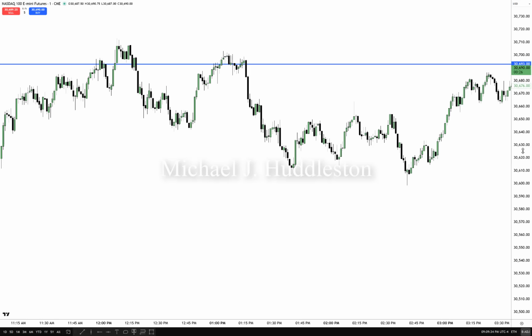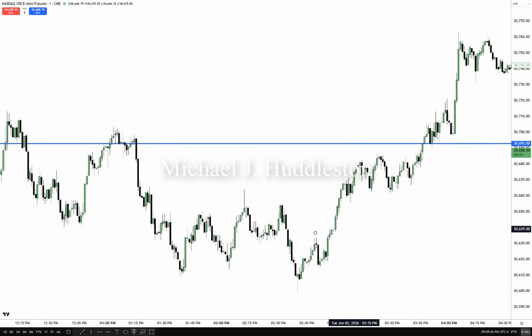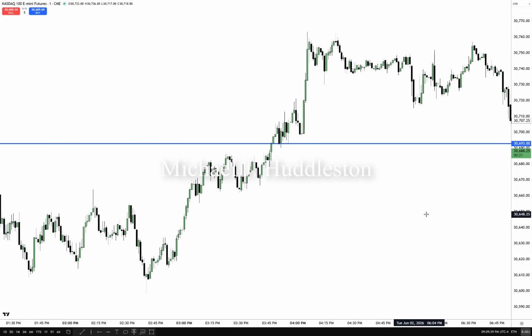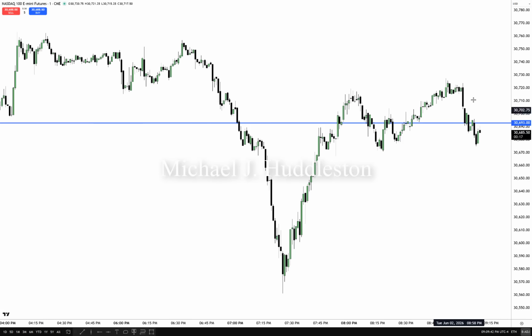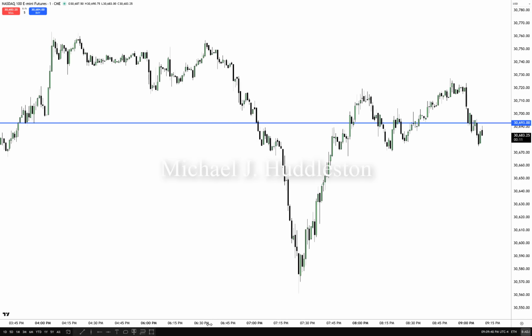Used it there, and then we swept it once more later in the portion of the day. And now where we're at here, in Asia, we're working around that old all-time high. So relative equal highs, be mindful of that. They'll probably utilize that as a next draw on liquidity. Try not to pick the tops.